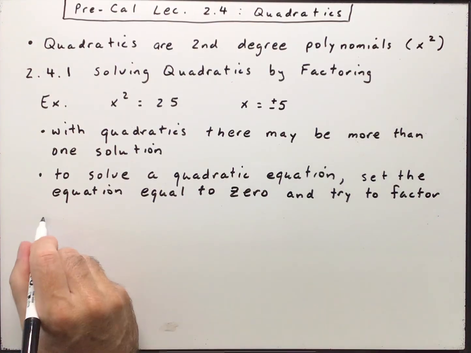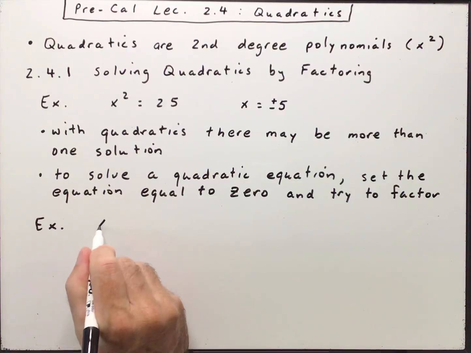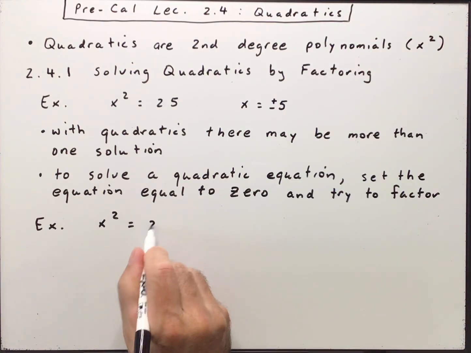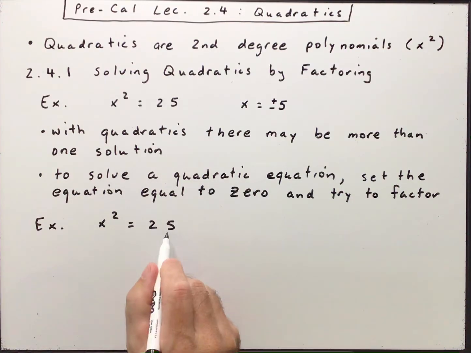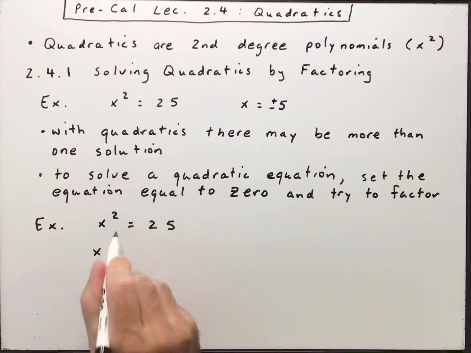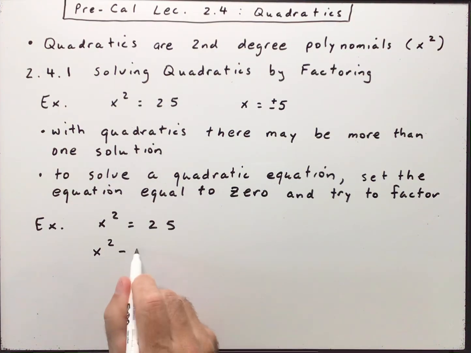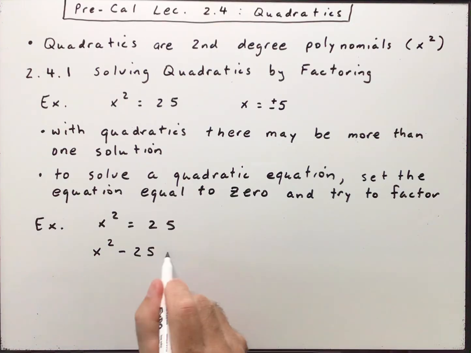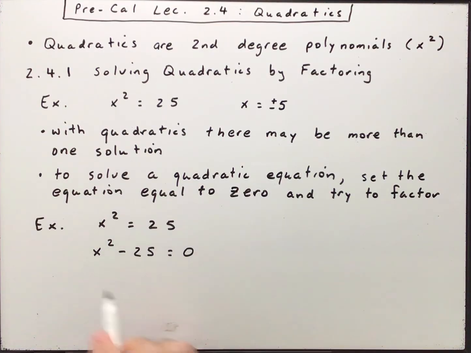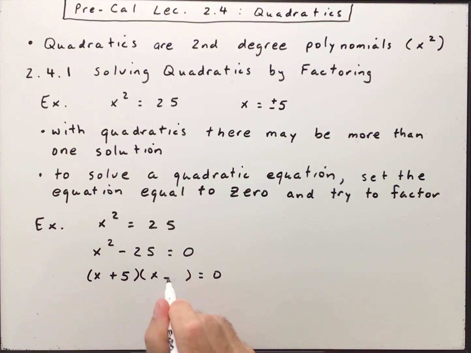So back to our initial example, let's say we have x squared is equal to 25. To set that equal to 0, we would subtract 25 from both sides. So bring that 25 over to the left. It makes x squared minus 25 is equal to 0. And you may recognize that, hey, that's the difference of two perfect squares. So I can factor that into x plus 5 times x minus 5.